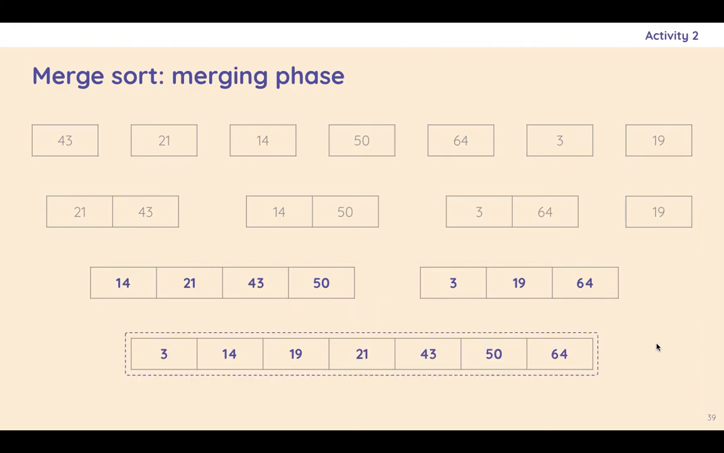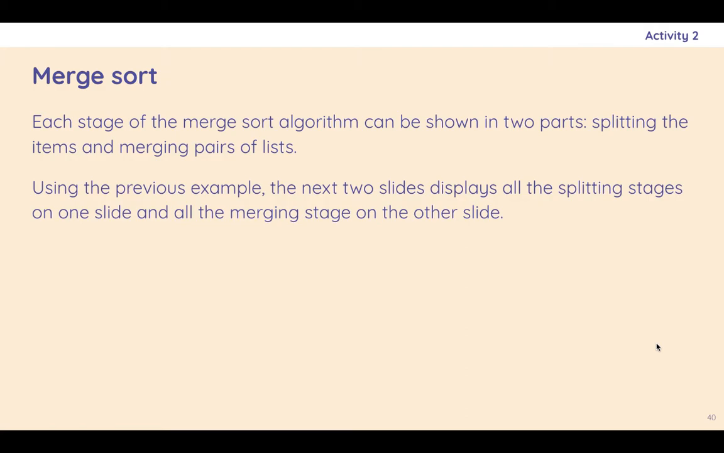So we look at the first item from each list and keep popping them off in order until we end up with our sorted list, and that is the result: 3, 14, 19, 21, 43, 50, 64. The merge sort is complete.